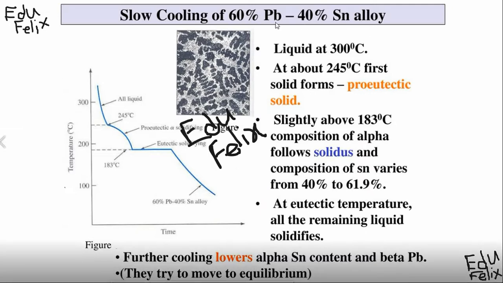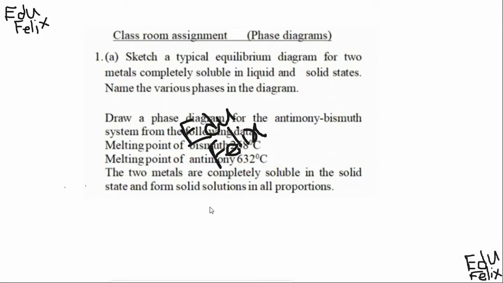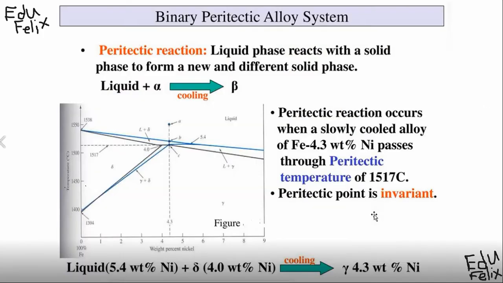Here is another one, lead and tin. It changes, so this is the change. This is the eutectic solidifying temperature. I have added some assignment, a classroom assignment, so after this lecture you can do it and send it to me.